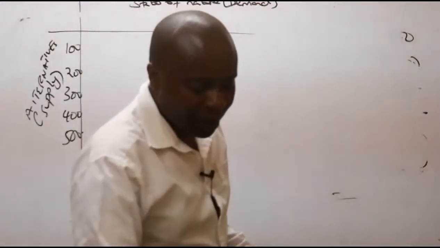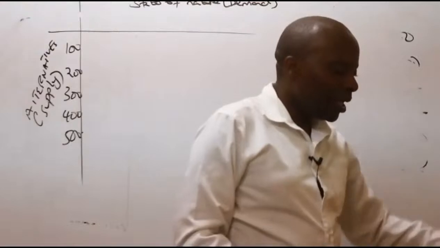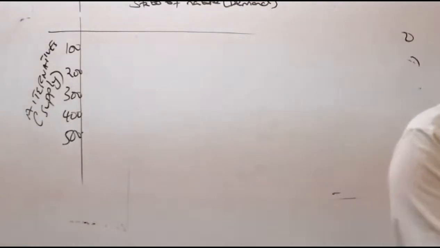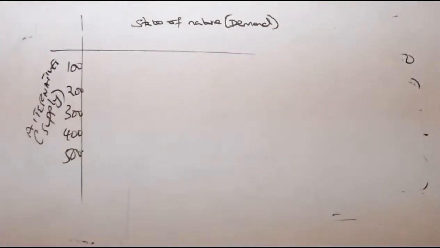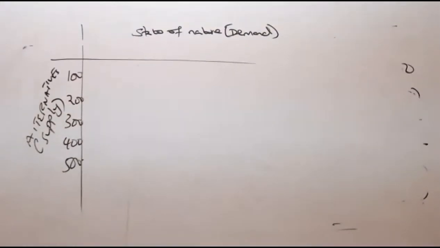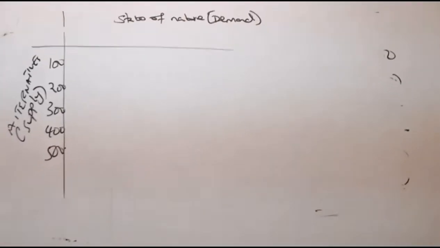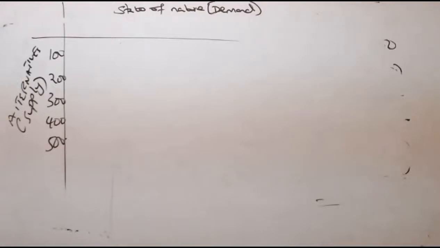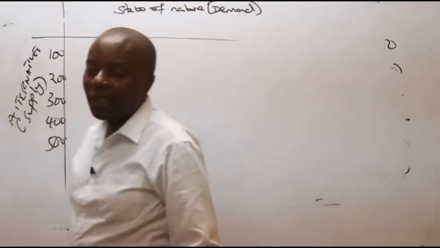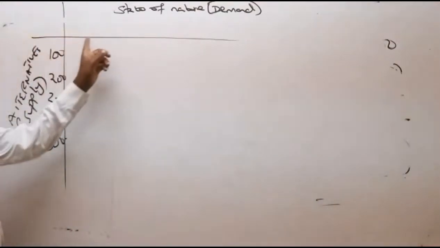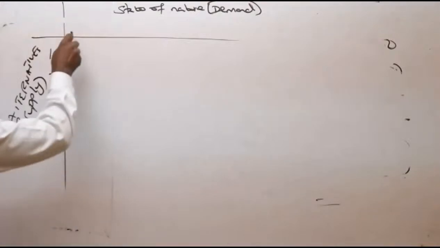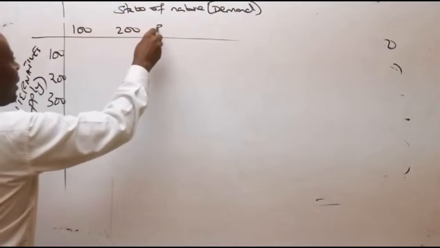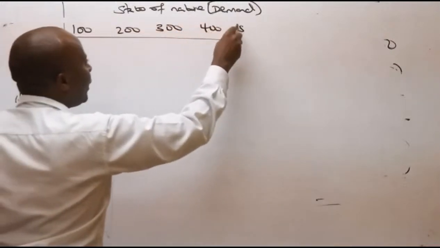Now listen, ladies and gentlemen, how do we get to really know the demand amount? Unless you're told otherwise, remember what we are told in economics: demand and supply should always be equal. So the same supply figures that you have here will be the same demand figures we should put there. So in that case, we are going to put here 100, 200, 300, 400, and then 500, like that.